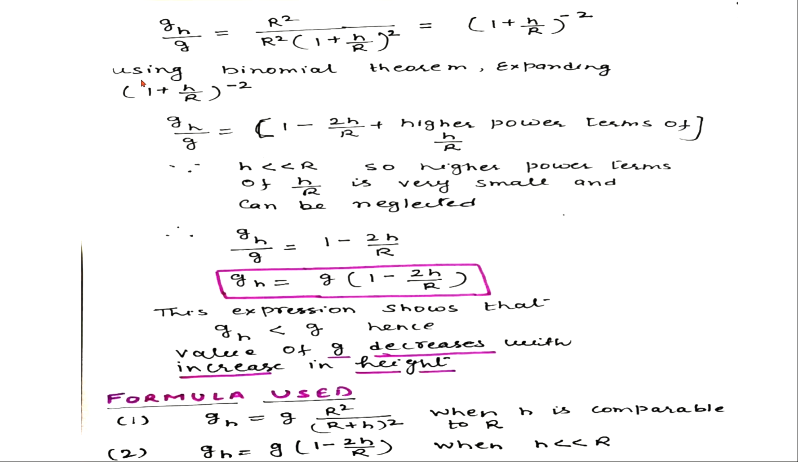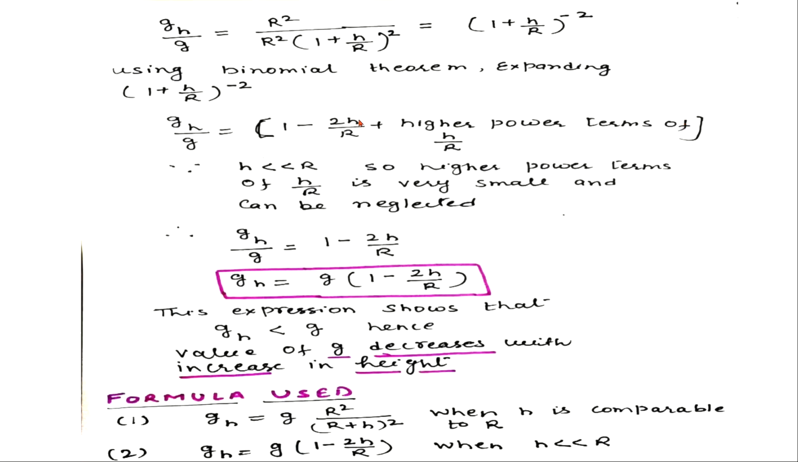Now here we are going to use one mathematical concept, which is the binomial theorem. According to the binomial theorem, when we expand this expression 1 plus h upon R whole square to the power minus 2, gh upon g will be equal to 1 minus 2h upon R plus higher power terms of h by R. This is the binomial expansion we have taken.